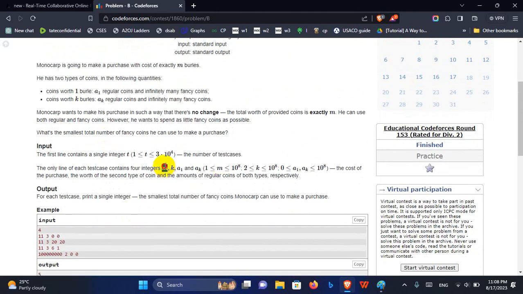So overall, m is the number we need to make, and it should not exceed m or be lower than m. So we have value k, which can be used by any number of fancy coins, or k number of these regular coins that we have, and it doesn't count when the answer is given, and a1 is the number of coins that's worth one regular coin.